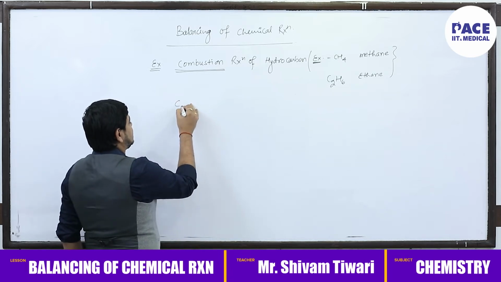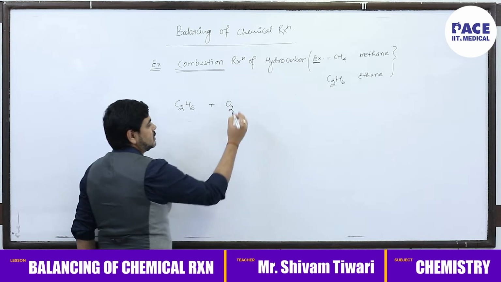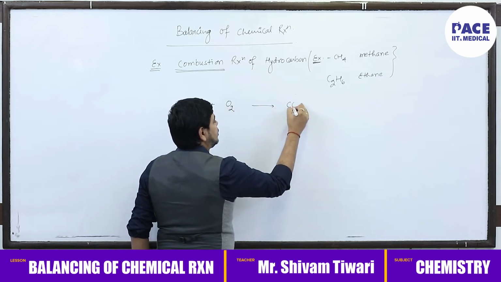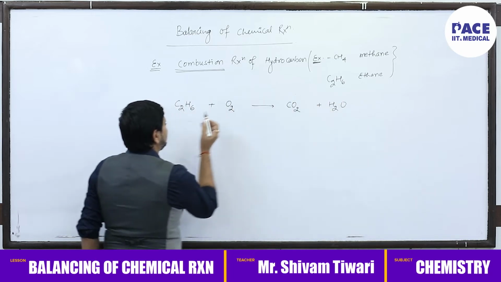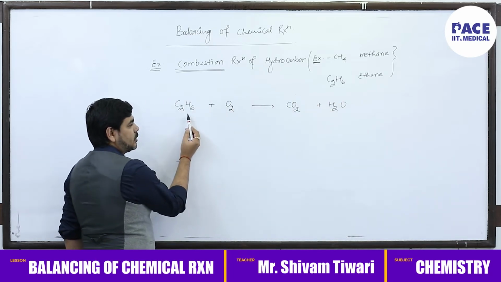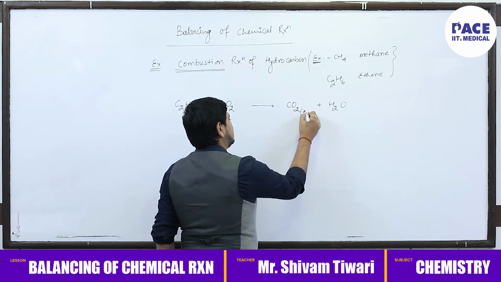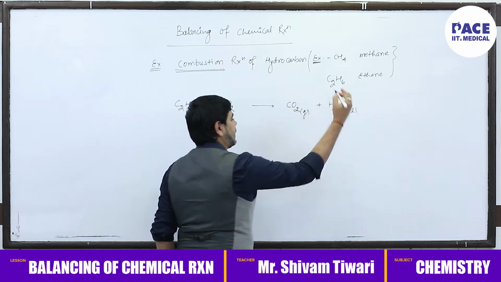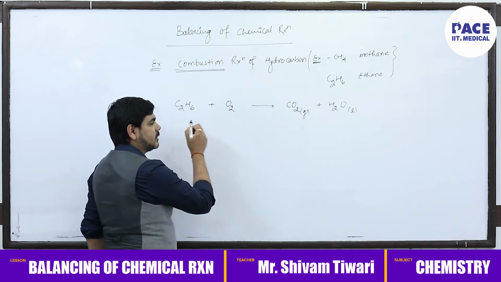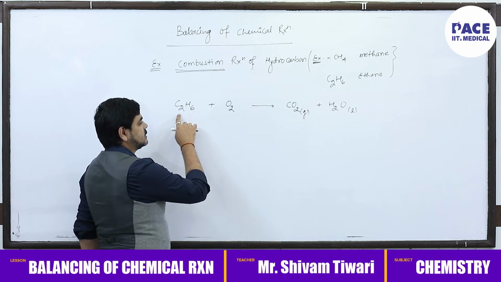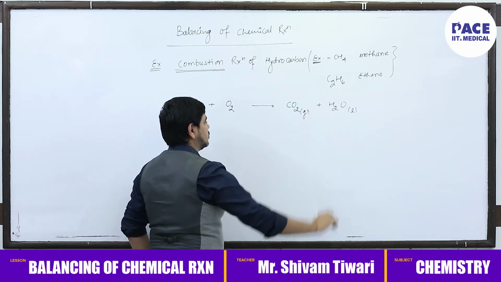So let's say I am writing C2H6 is going to burn in presence of oxygen, will give CO2 and H2O. You have to remember, whenever we combust a hydrocarbon, we will get CO2 gas and H2O liquid at 298 Kelvin. So this is the standard form. C2H6 will react with oxygen to form CO2 and H2O.